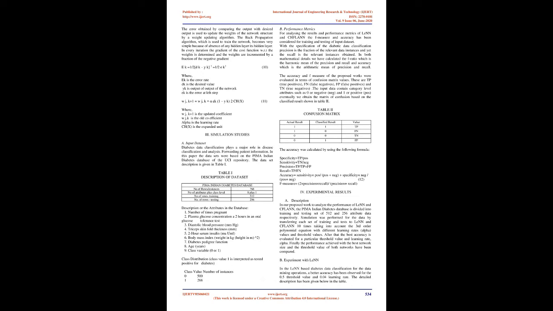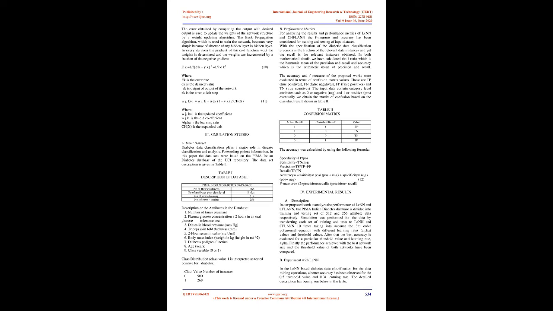Chebyshev polynomials are denoted by Ch_p(x), where p denotes the polynomial order. These polynomials are obtained as solutions to the Chebyshev equation. The zeroth and the first order Chebyshev polynomials are given respectively. The recursive formula for generating higher order Chebyshev polynomials is given as follows. After getting the final expansion, the weighted sum of the components of the enhanced input pattern is obtained using the below formula. The error obtained by comparing the output with the desired output is used to update the weights of the network structure by a weight updating algorithm.